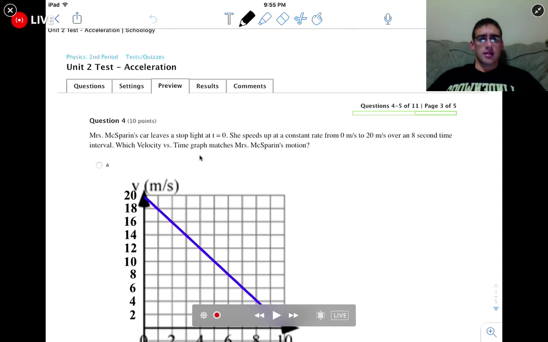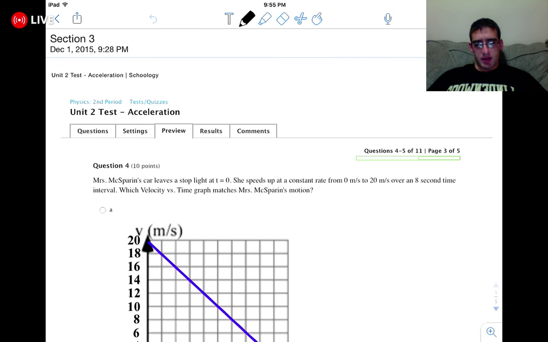Hey guys. All right, so this is going to be the section 3 answer key. So you should be working on remediation section 3 now.